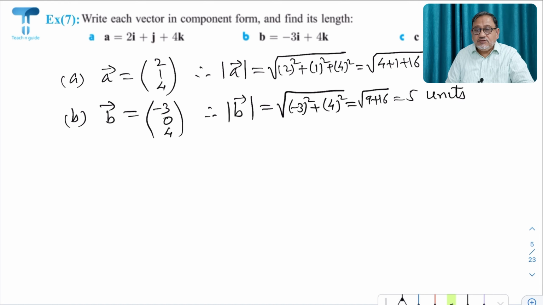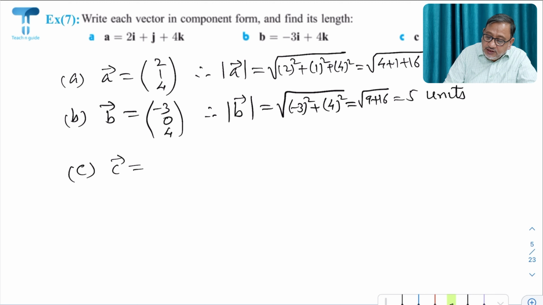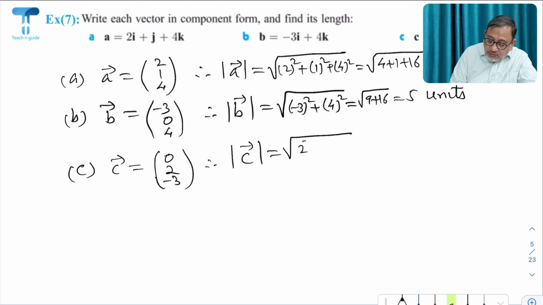So like that we get the magnitude of this vector. C, vector C in the component form. Now look here, there is J and there is K. I is absent, isn't it? There is no I. So it means the X component will be 0, Y component will be 2, and Z component will be minus 3, because Z is the coefficient of K. So therefore the magnitude of vector C, which will give you the length of it, will be square root of 2 square plus minus 3 square. So 4 plus 9 will be square root of 13 units.